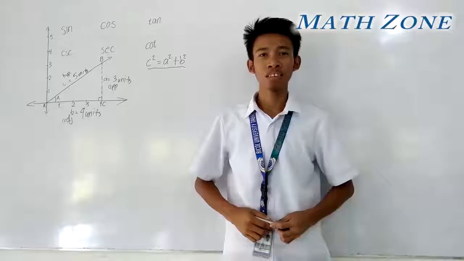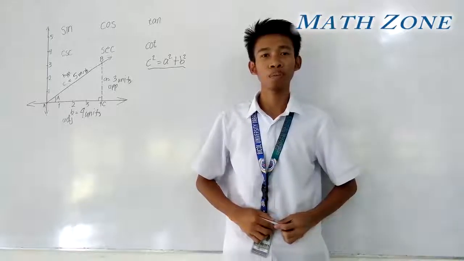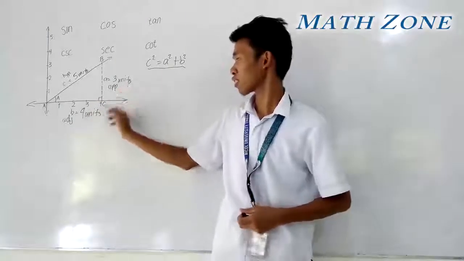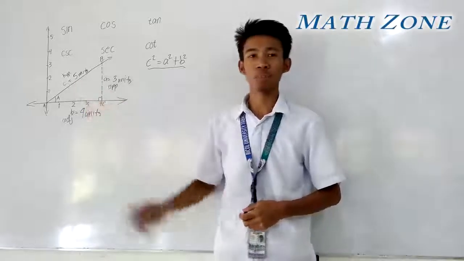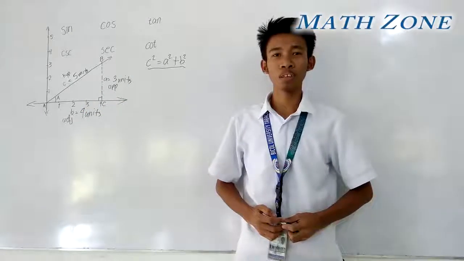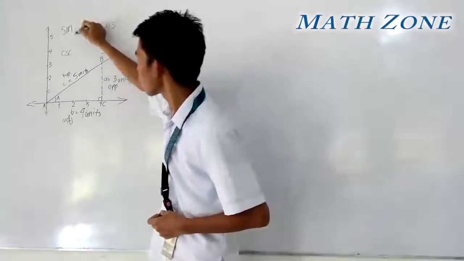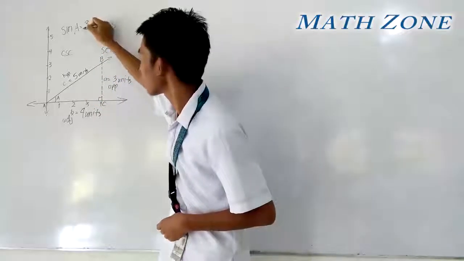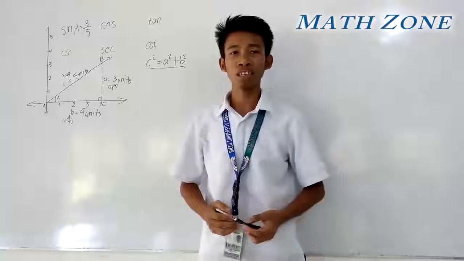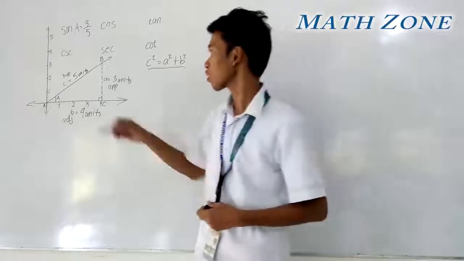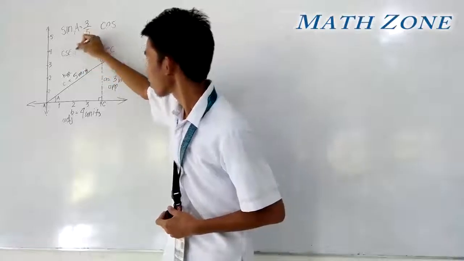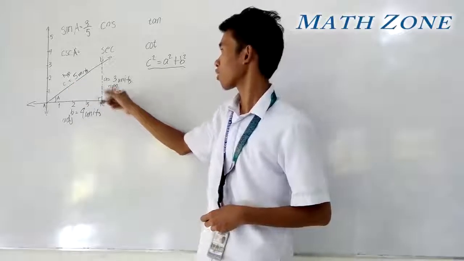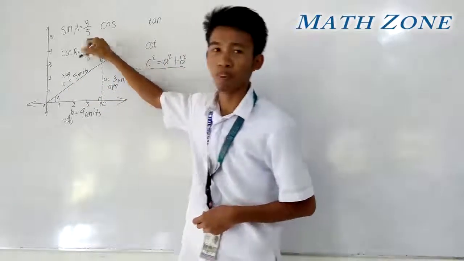Since we have the value for each side, we can now substitute into the given formulas of the 6 trigonometric functions. Since side A is equal to 3 units, side B is equal to 4 units, and side C is equal to 5 units, then sine A is equal to opposite over hypotenuse, which is 3 over 5. And the cosecant A is hypotenuse over the opposite, which is 5 over 3.